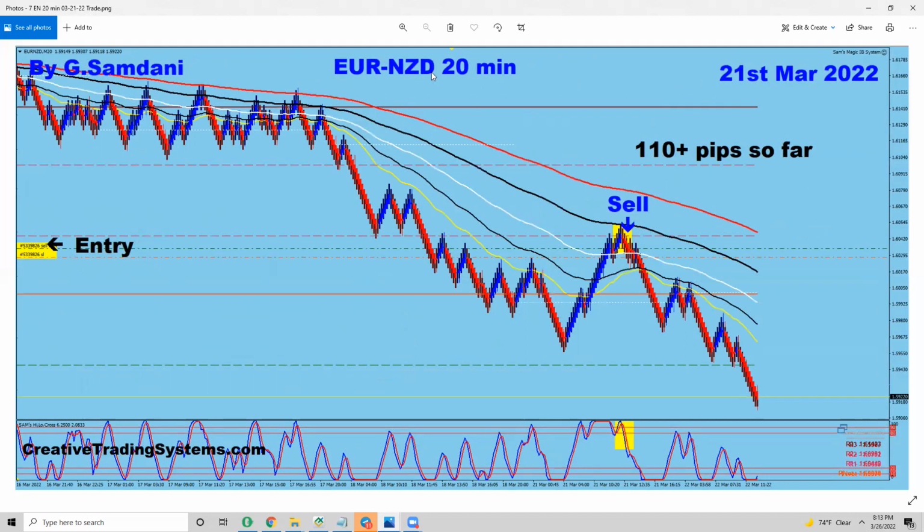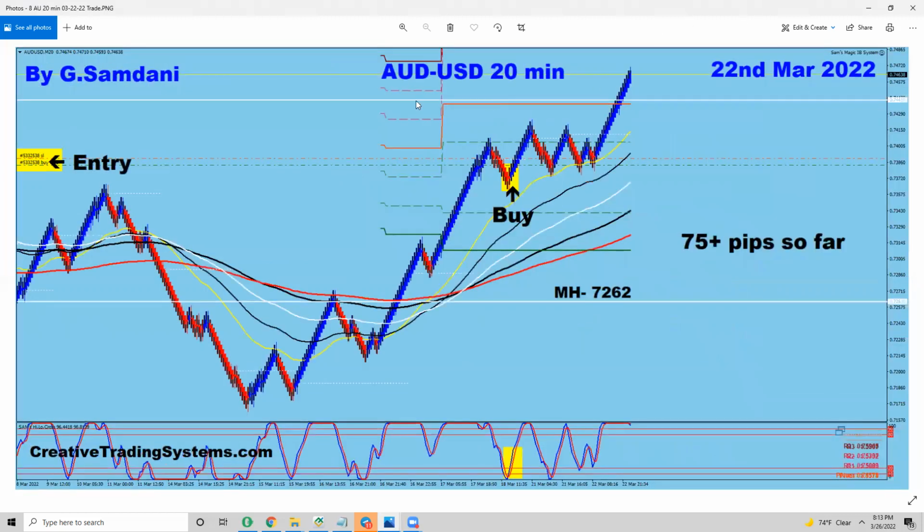Euro Newsy was getting strong. I'll show you the chart at the end. So Newsy, Euro Newsy, pound Newsy, they all went down. So Euro Newsy is 410 pip, beautiful short entry, and gone with the wind. And this is Aussie USD.